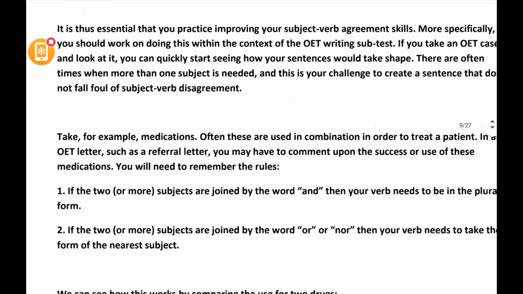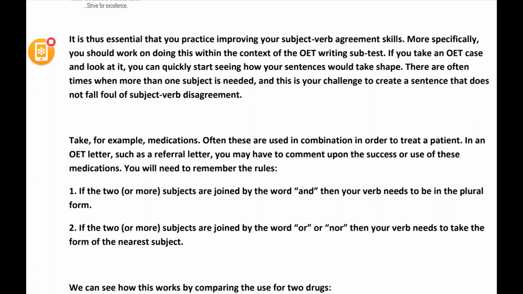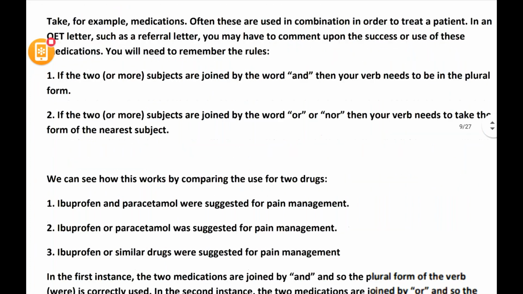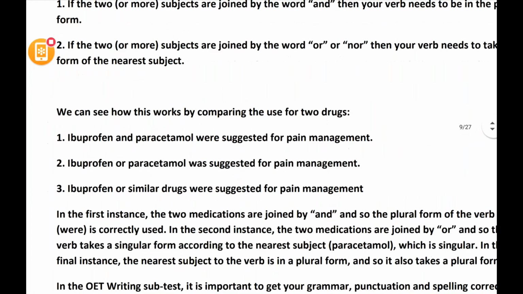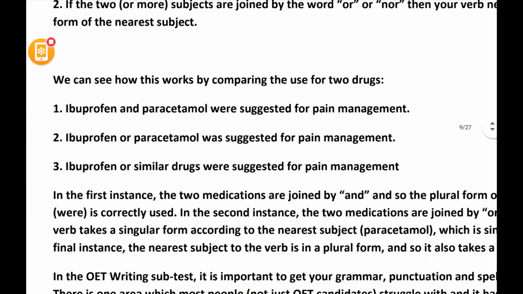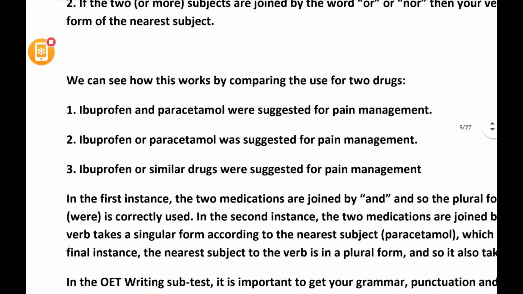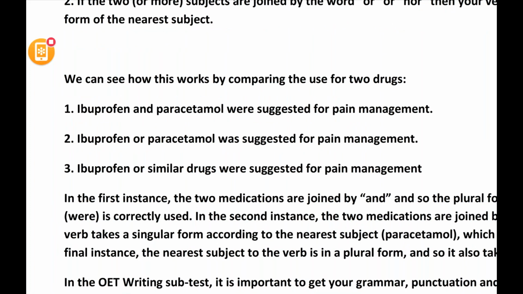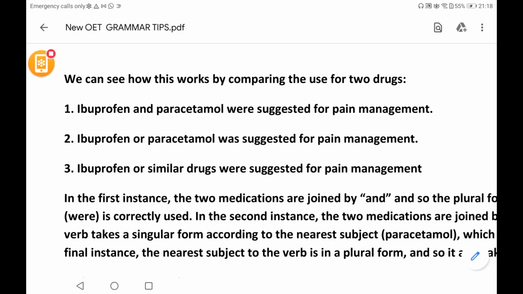Okay, so I don't want you to confuse more, but it's the only thing you need to remember. This is the last example which I'm going to share with you. Now look at this. There are 3 sentences. Understand this very carefully. If you understood this, there will be no grammar mistake. Now look at this. There are 2 drugs. First one is: ibuprofen and paracetamol were suggested for pain management.